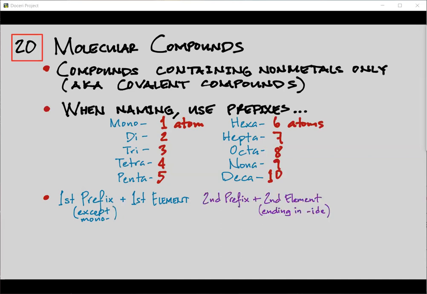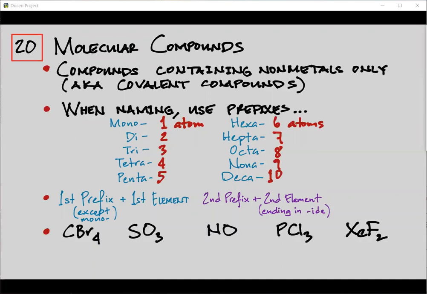And then you have a second prefix for the second element. And the second element has to end in ide. For example, if you have oxygen as a second element, you would call that an oxide. If you have chlorine as a second element, that would be a chloride. If you have sulfur as a second element, that would be a sulfide. So let's take a look at these 5 examples here.